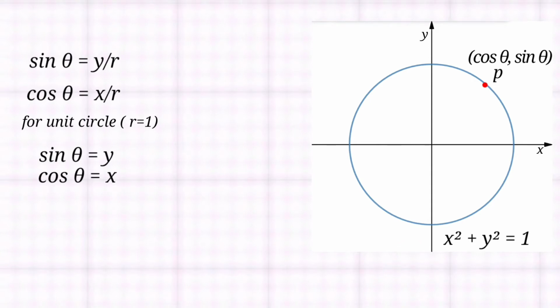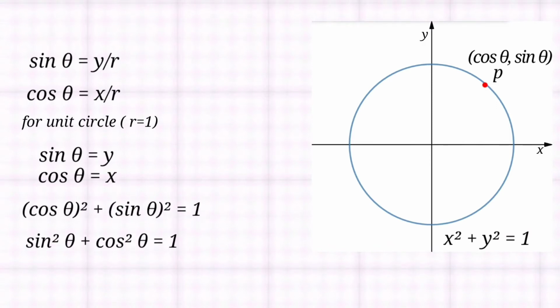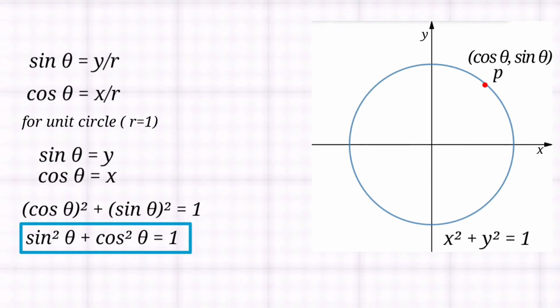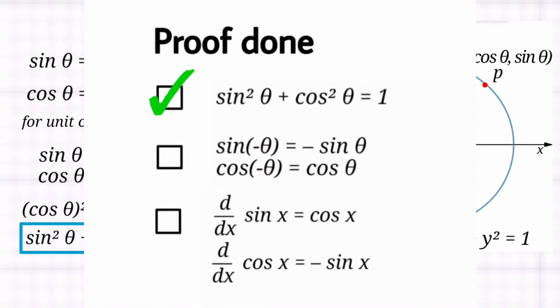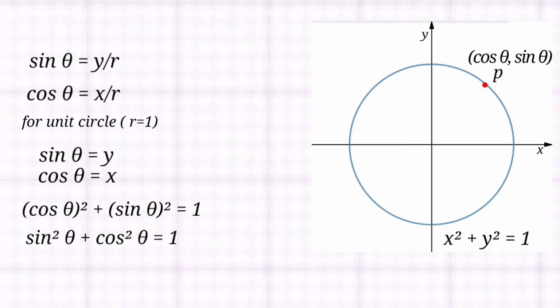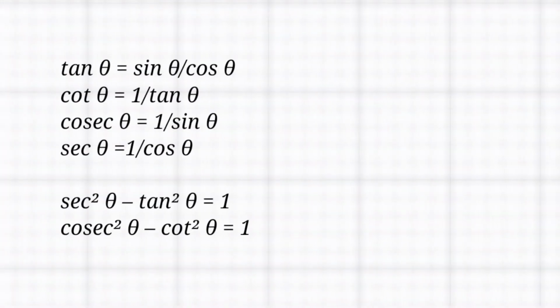And as P lies on the circle x squared plus y squared equal to 1, the point P satisfies this equation, and that's how we have our first formula here. With it in mind, these formulas are derived afterwards.